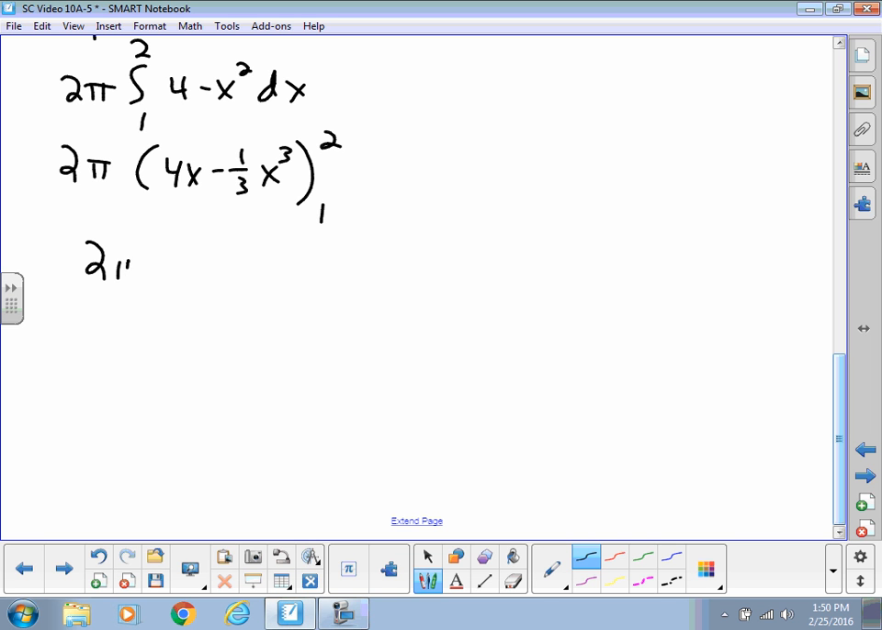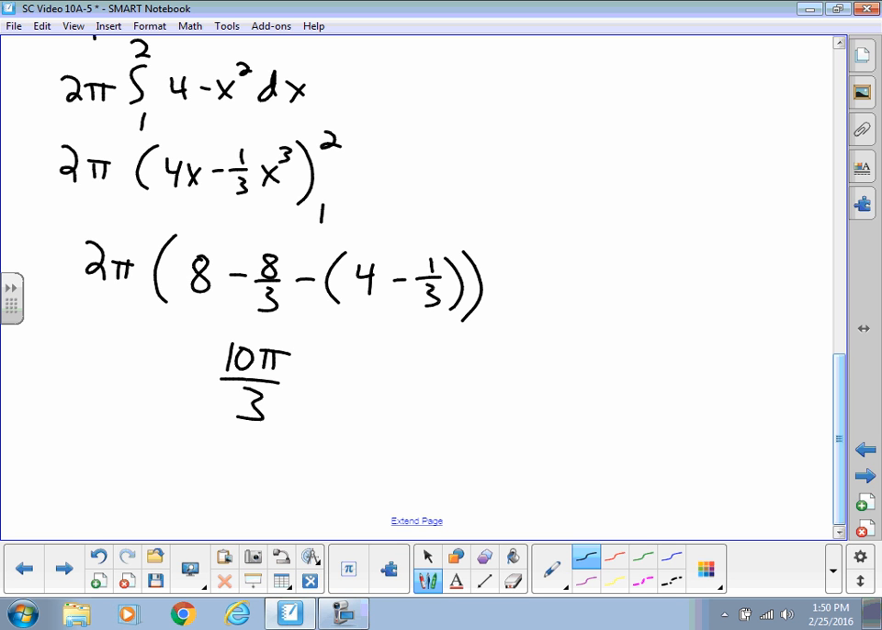That'll give us 2 pi. Sub in the 2, we get 8. Sub in the 2, we get negative 8/3, minus parenthesis. Sub in 1, we get 4. Sub in 1 again, we get negative 1/3. Type it all in, and we'll find we get 10 pi over 3 again. So this one, we were able to do it either way. Probably shells was a little bit quicker because you did not have to split it up like you did with washers.